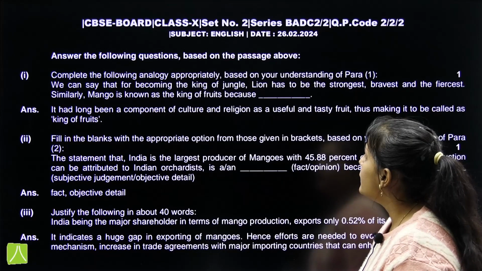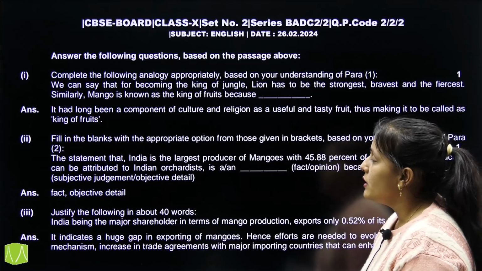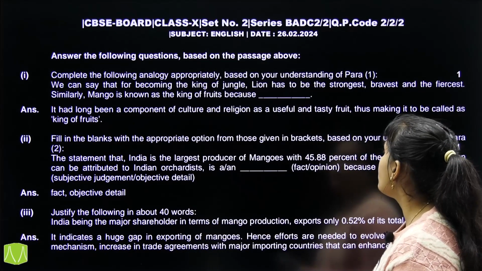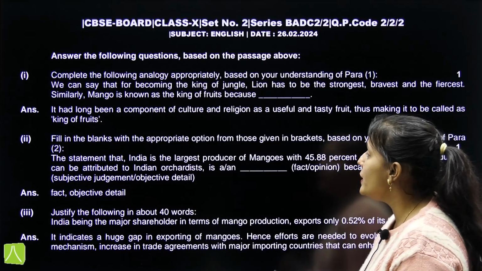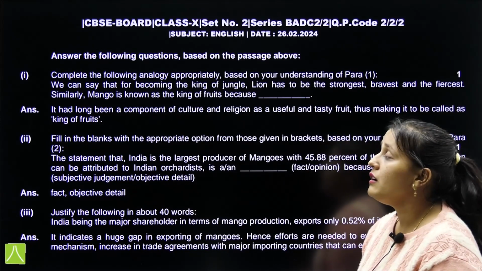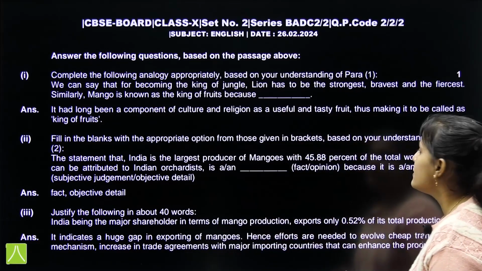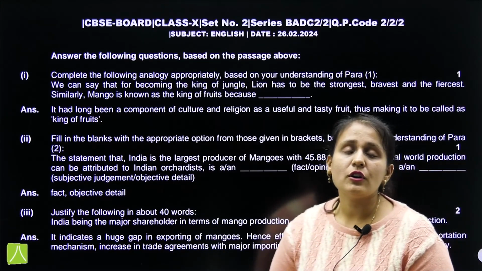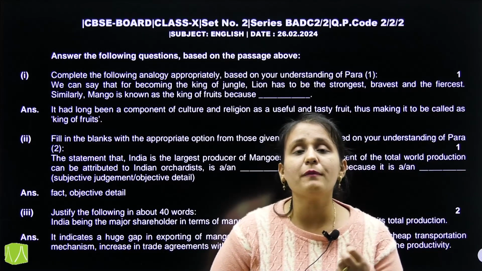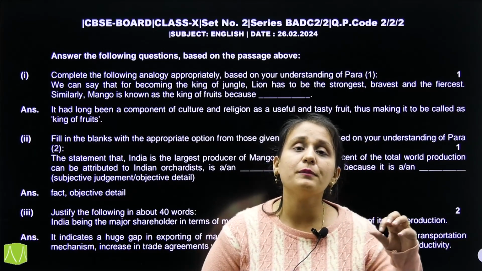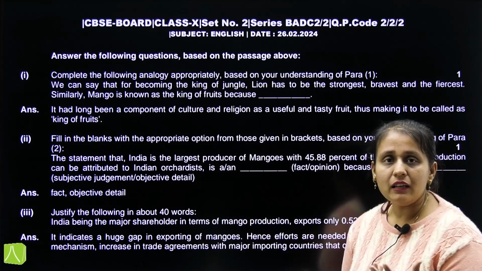Fill in the blanks with the appropriate option from those given in brackets based on your understanding of para 2. The statement that India is the largest producer of mangoes with 45.88% of the total world production can be attributed to Indian orchardists is a fact. Okay, it is a fact, because it is an objective detail. Basically, this detail is being given to you, how much percentage of mangoes are being produced in India and how much are being exported out of India. So, this is a fact and an objective detail.